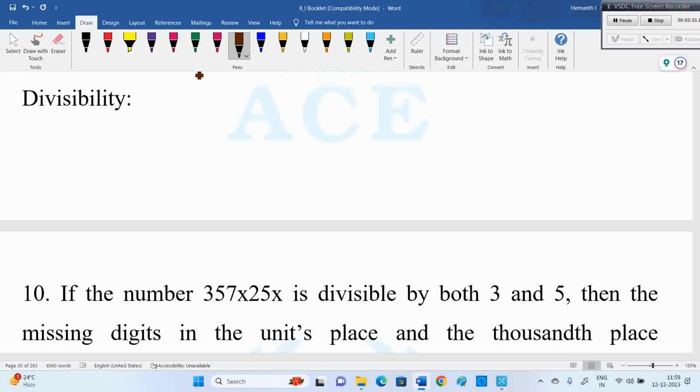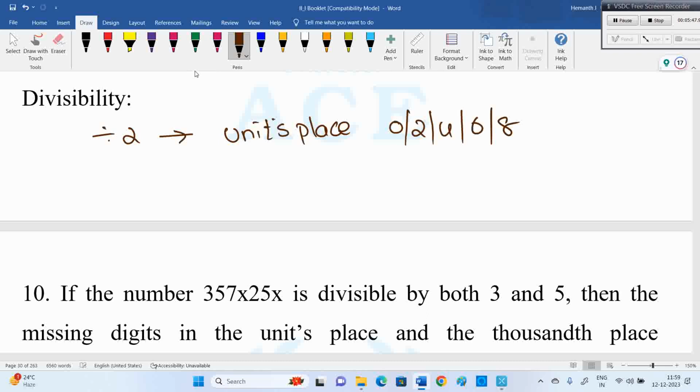See, divisible by 2. How can you decide if a given number is divisible by 2? Yeah, if the units place is an even number: 0, 2, 4, 6 or 8, then the number is divisible by 2. That we can decide. Very good. What about divisibility by 4?